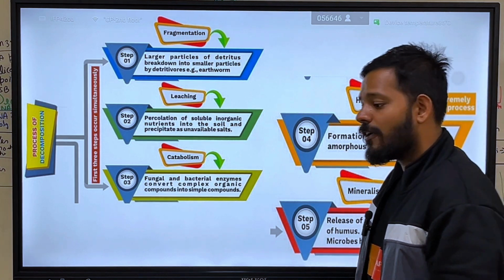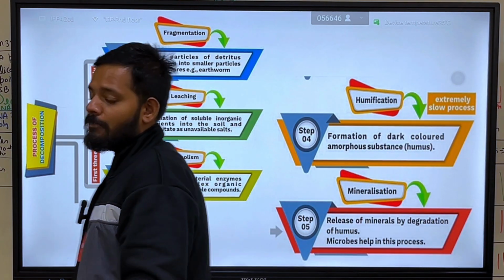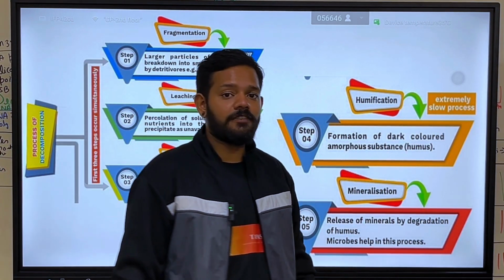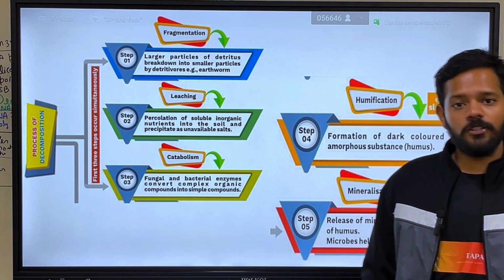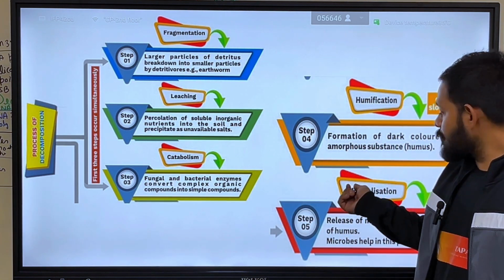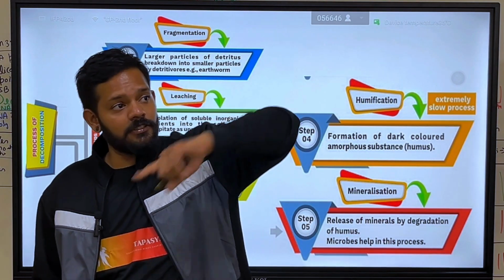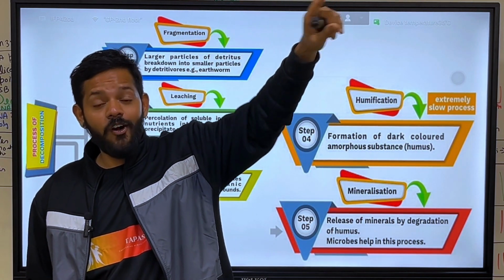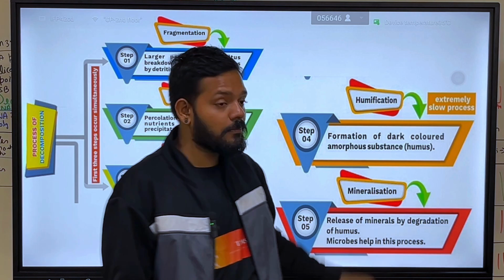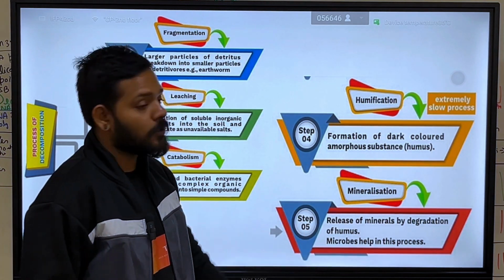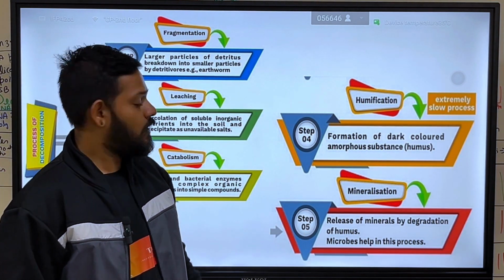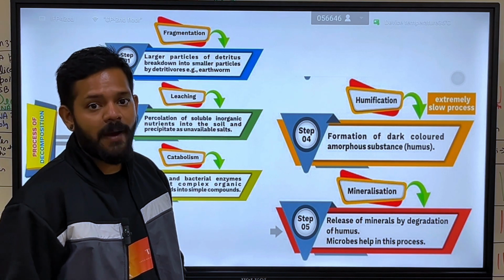Microbes help in this. Now we degrade the humus, and the minerals present in the humus go inside the soil, and this process is called mineralization. This process of mineralization in decomposition is related to the nutrient cycles. All the nutrient cycles are connected with mineralization. The process of mineralization is done by microbes.